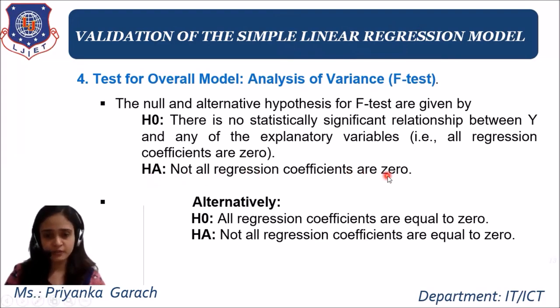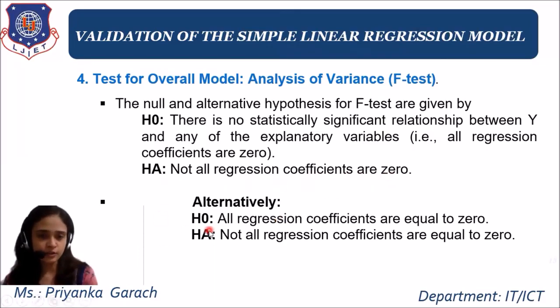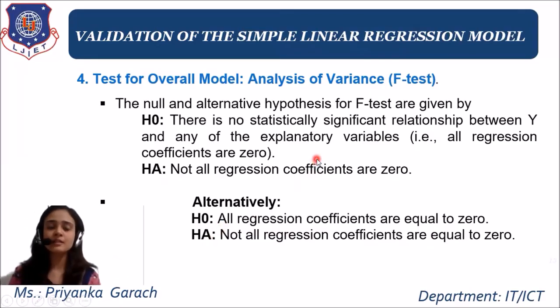So all the regression coefficients are not 0, only some are 0. You can say it like this also: my null hypothesis H0 is that all regression coefficients are equal to 0, and the alternative hypothesis HA is that not all the regression coefficients are equal to 0. In H0, all the coefficients are 0, and in HA, not all the coefficients are 0. So this is one of the tests that tells you whether your model is a good fit or not.